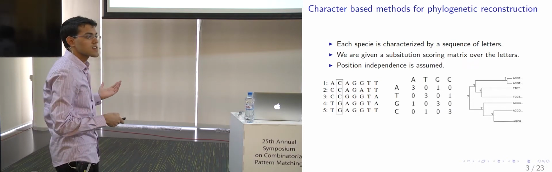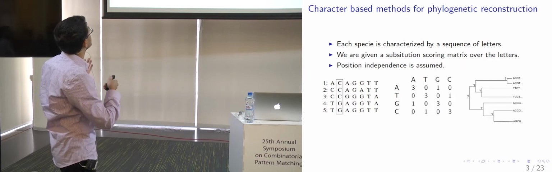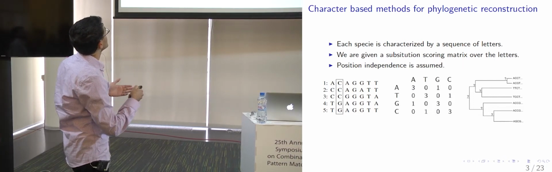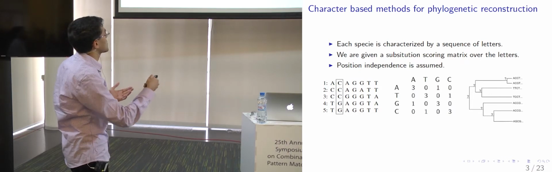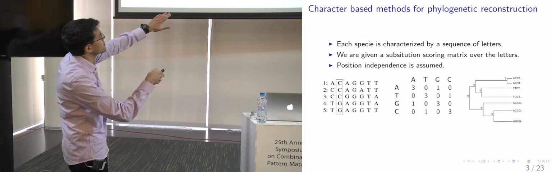Maximum parsimony is a character-based method. Each species is characterized by a sequence of letters. We are given a substitution scoring matrix for the scores, and our goal is to find a topology and an assignment for the internal vertices.